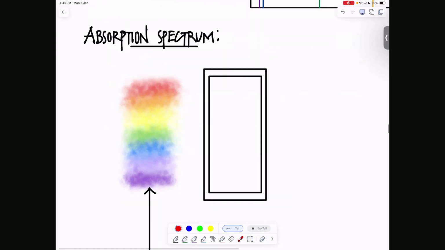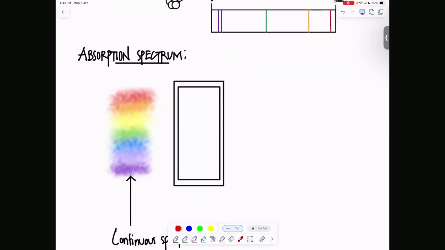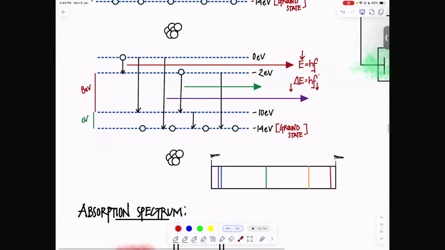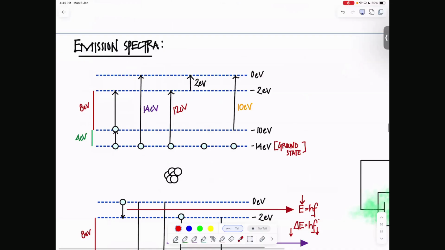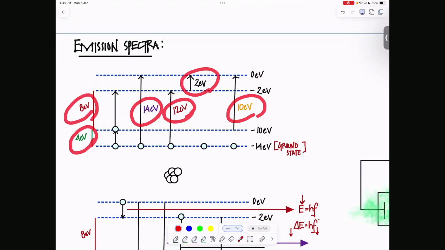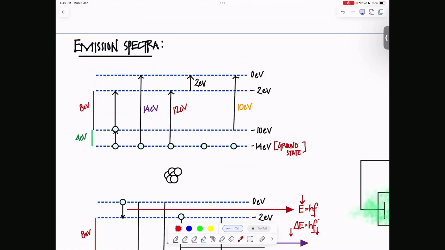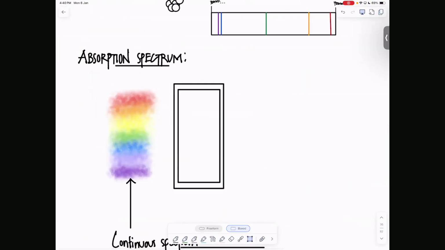But does hydrogen need all the colors? Does hydrogen need all the energy? No, right? So if you go back to here, what are the energies that hydrogen only needed here? 4, 8, 14, 12, 2, and 10. Is there any other color that it needs to absorb? No, right? So if you pass this white light through hydrogen, the white light passes through hydrogen, and as it goes through, the hydrogen will pick out certain colors from here, which can help it excite, right?